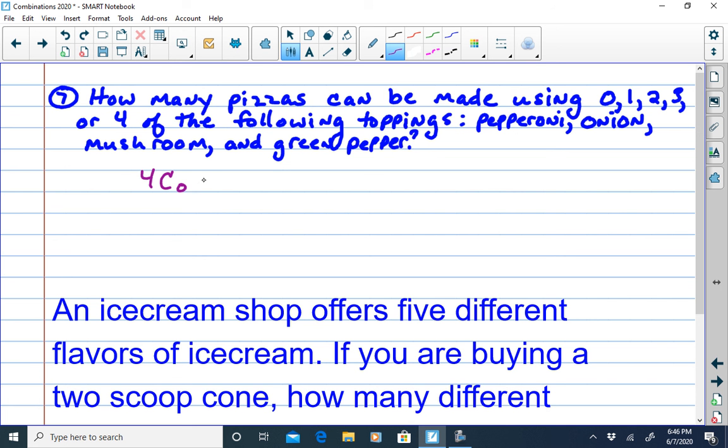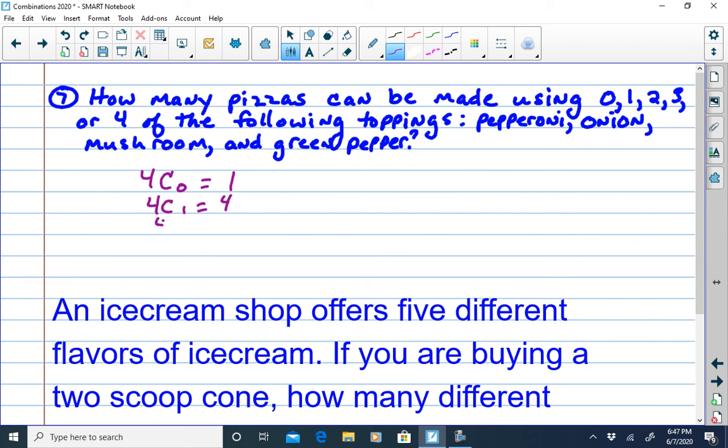Well, what's 4C0? Well, 4C0, 4 objects taken none at a time. There's only one possible way to do that. All right? Well, 4C1, that's going to be the same as 4P1 divided by 1 factorial, and that would wind up being 4, right? Because that's 4 divided by 1, which is 4.